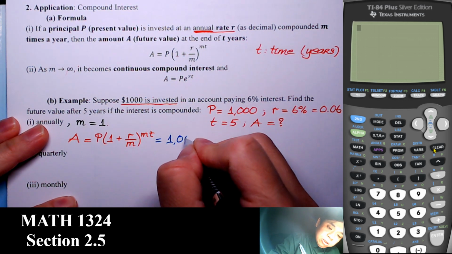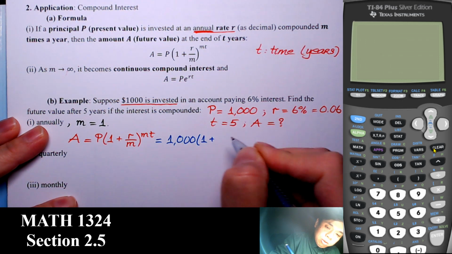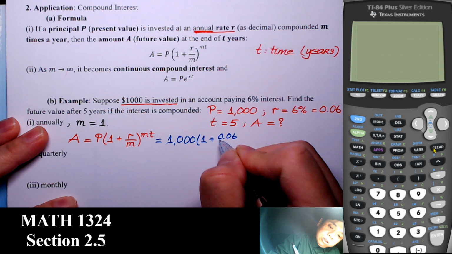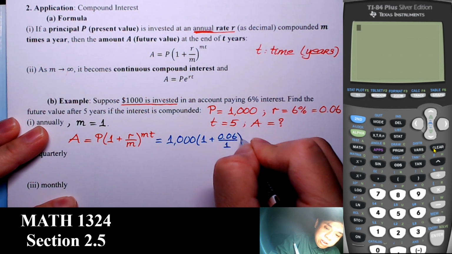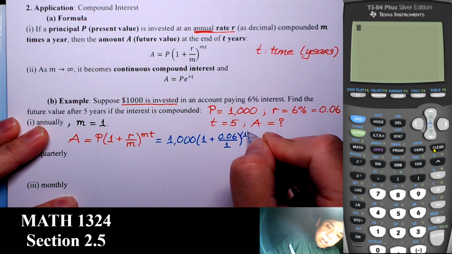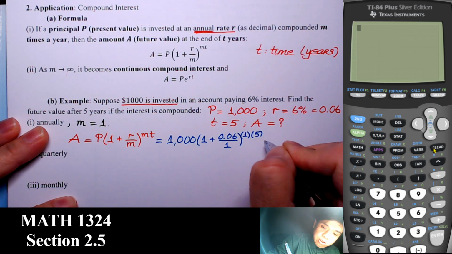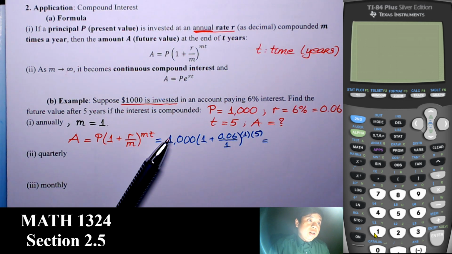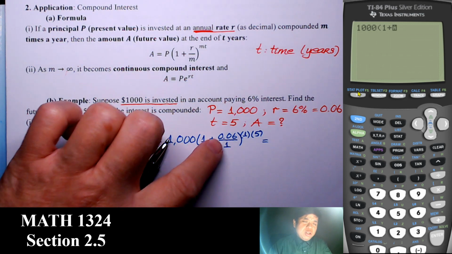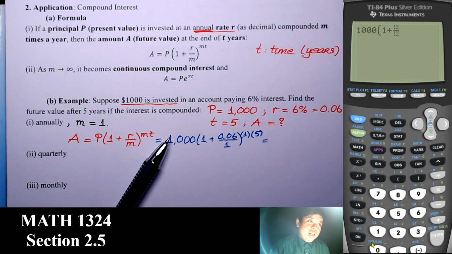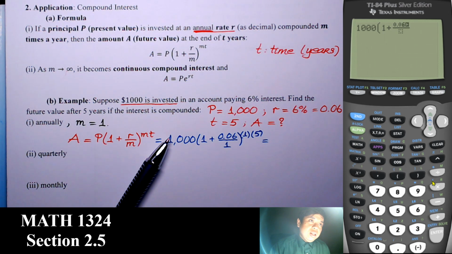$1,000 plus the rate, m is 1, over m times t, 1 times 5 years. Right, so we have that. So we have 1,000 times 1 plus 0.06 divided by 1. We really don't need to do that, but I do that for a reason, and then the time will be 1 times 5. Again, we don't need to multiply by 1 or divide by 1.